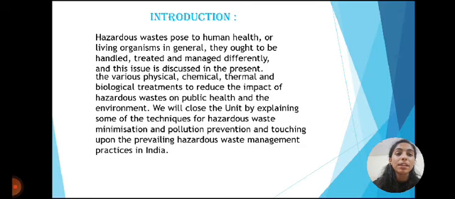Hazardous waste poses a risk to human health and living organisms in general. It ought to be handled, treated, and managed differently, and this issue is discussed in the present unit. The various physical, chemical, thermal, and biological treatments reduce the impact of hazardous waste on public health and the environment. We will close the unit by explaining some of the techniques for hazardous waste minimization and pollution prevention, and touching upon the prevailing hazardous waste management practices in India.